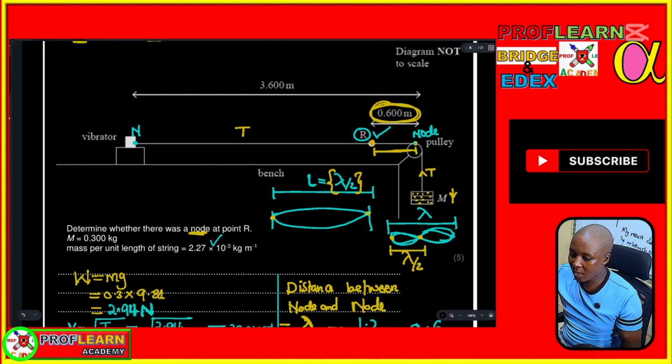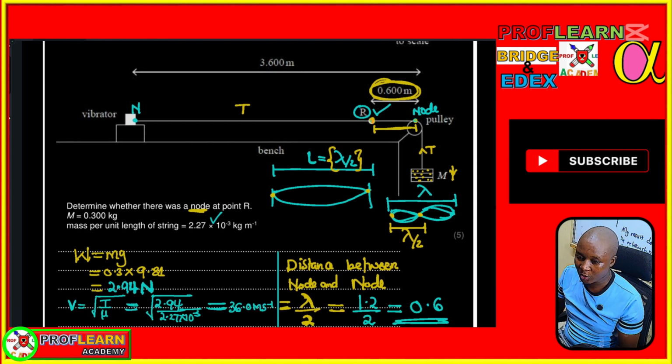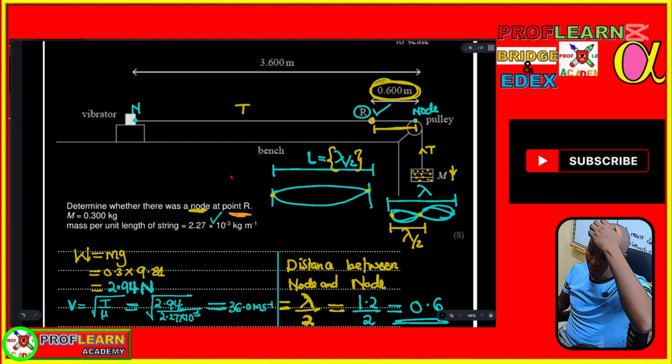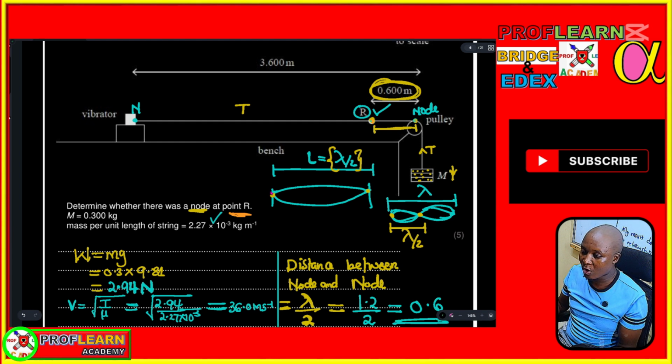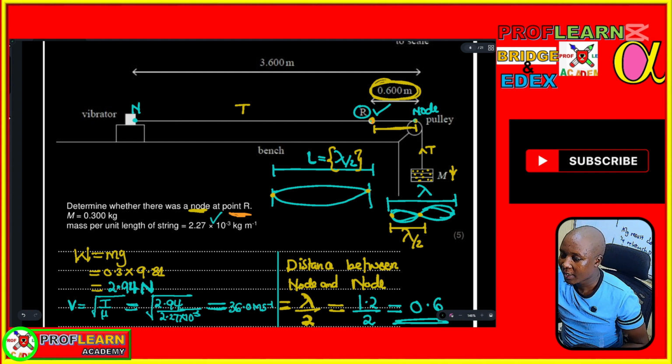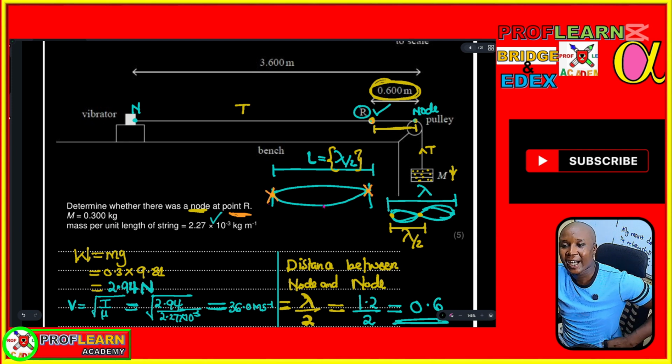then a stationary wave is going to be created. So in that case, to determine whether there was a node at R, how are we going to determine that? We need to know the distance between a node and another node. A distance between a node and another node is usually half a wavelength. So the distance between a node and a node is half the wavelength.